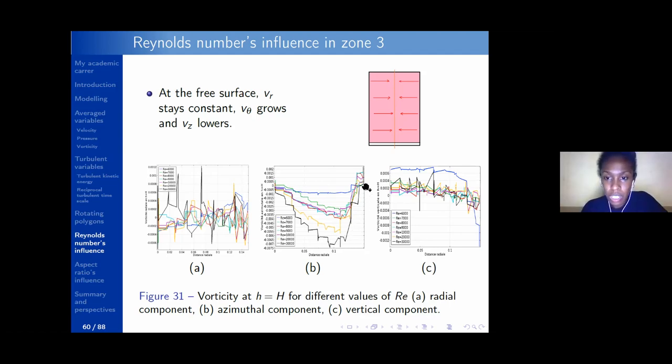I think it's because of the sidewall here. We have a cut line, the horizontal cut line. So here is the center of the cylindrical container, and here we have the sidewall. So near the sidewall, which is fixed, vorticity or velocity tend to be null, tend to zero when we approach the fixed sidewall. And that's why it decreases like this.